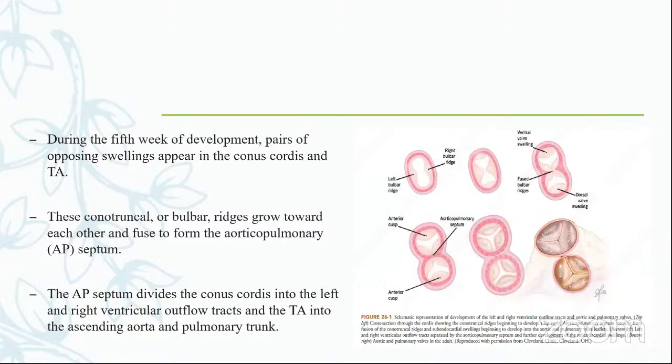This septum will divide the conus cordis into the left and right ventricular outflow tract, and the truncus arteriosus will be divided into the ascending aorta and the pulmonary trunk. So when partitioning of the truncus arteriosus is nearly completed, the aortic valve begins to develop from 3 swellings, as we see here.